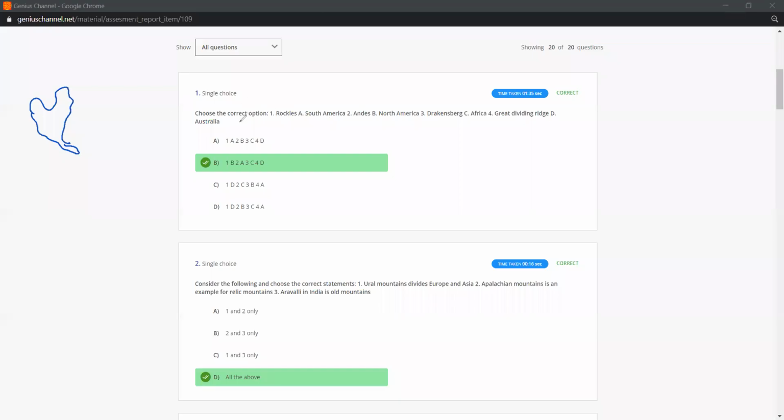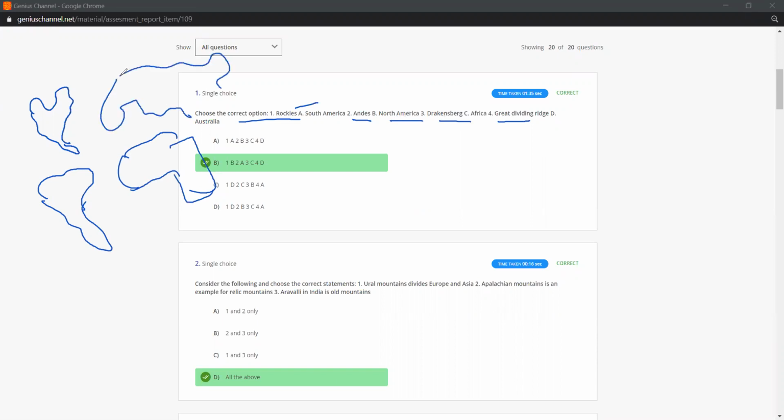So first question, choose the correct option. Rockies, Andes: North America. Then Drakensberg is in Africa, and the Great Dividing Ridge. If you look at this world map, the mountains are like this. I'm marking the mountains in red. So in North America, Rockies is here. South America, it is Andes. So this is Rockies. This is Andes. Drakensberg is in South Africa.